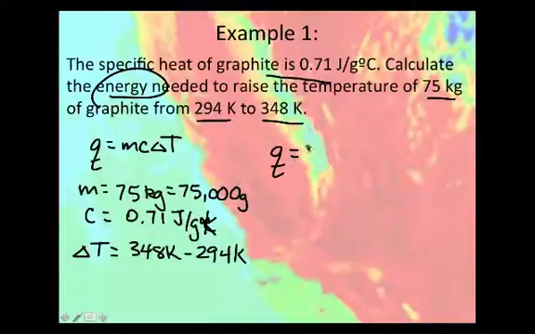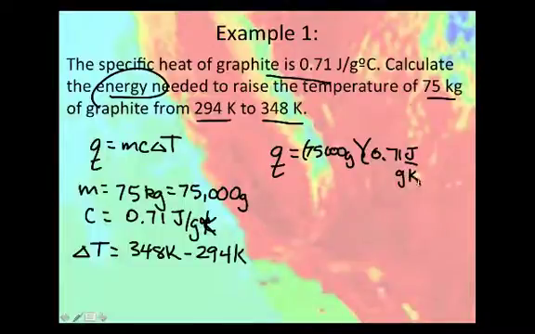So I'm going to take the mass, 75,000 grams, times my specific heat, 0.71 joules per gram per Kelvin, and temperature change, I didn't calculate that yet. Let's see, 348 minus 294. I did not need a calculator for that. 54 kelvins.